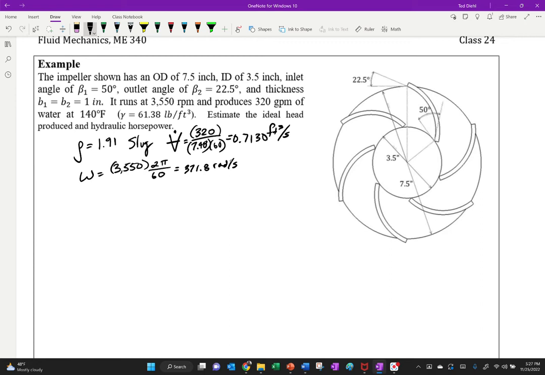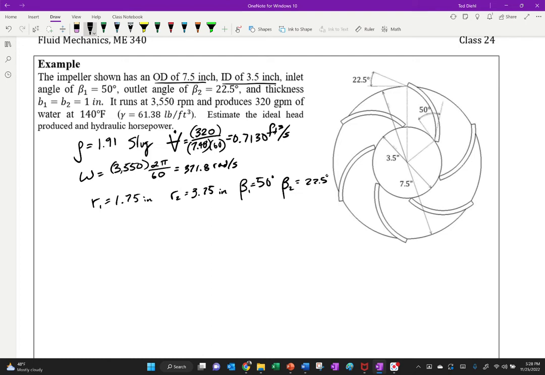Because we're given OD and ID, let's get our R1, that's the inlet, so that's going to be 1.75 inches. We'll turn those into feet. And R2 is going to be 1/2 of 7.5, which is 3.75. And in terms of equations, beta 1 was 50 degrees, and beta 2 is 22.5 degrees.